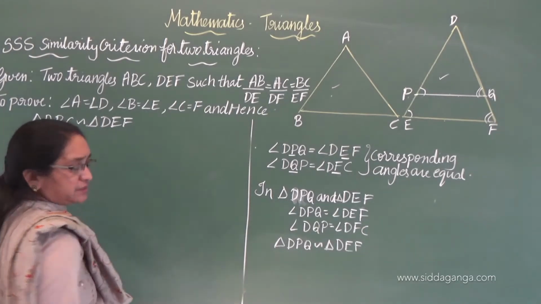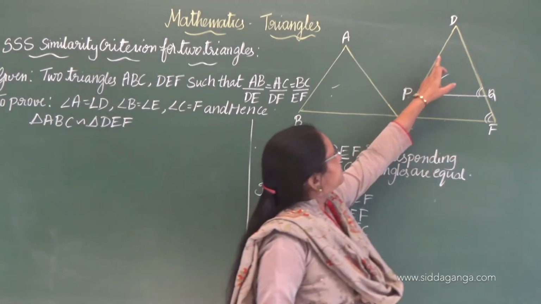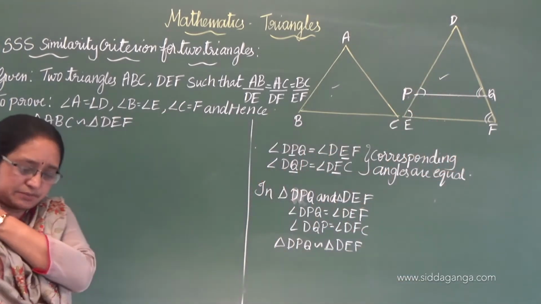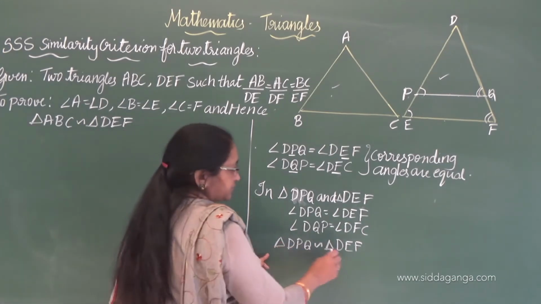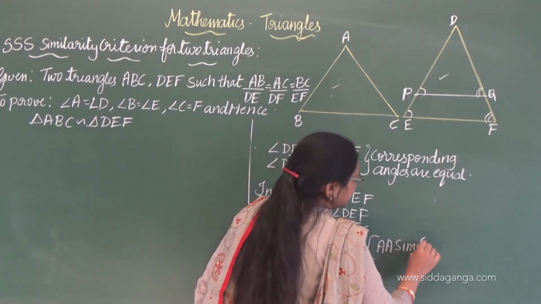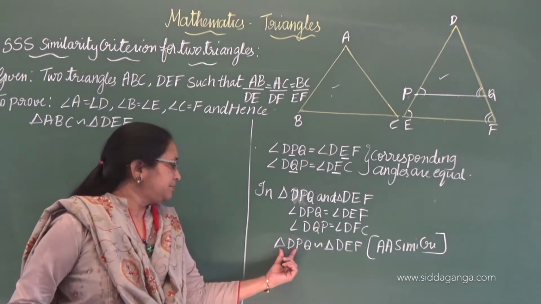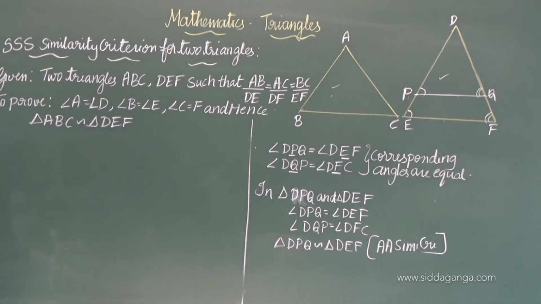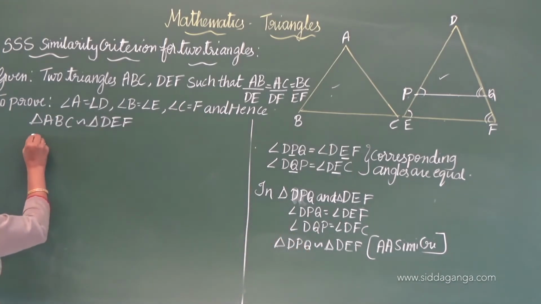So first step, we proved PQ is parallel to EF. Next step, we proved that DPQ is similar to DEF, okay. Now the third step. Here we have to write by AA similarity criteria. I have used AA similarity criteria to prove that DPQ is similar to DEF. Okay. Now the next step.